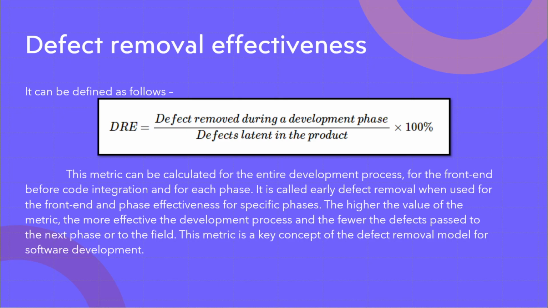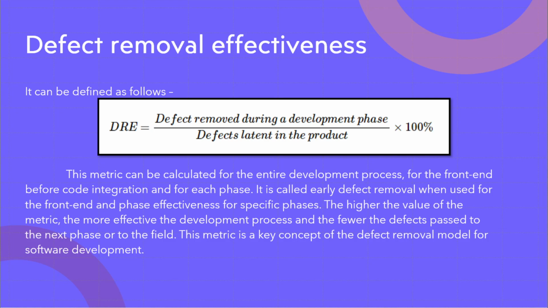Defect removal effectiveness. This can be defined as follows. DRE, or defect removal effectiveness, is equal to the defects removed during a development phase over defects latent in the product times 100%. This metric can be calculated for the entire development process, for the front end before code integration, and for each phase. It is called early defect removal when used for the front end and phase effectiveness for specific phases.